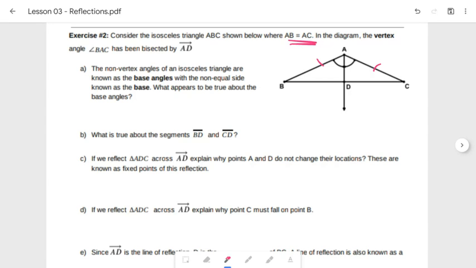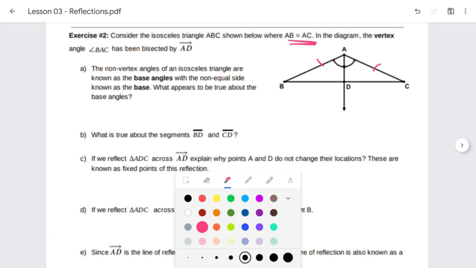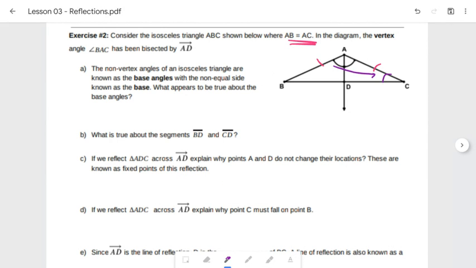Now, the non-vertex angles, there's always 2 of them in this case. Those are known as the base angles. They're located across from the sides that are equal. So what I mean by that is AB is across from C. There's one of my base angles. AC is across from B. There's my opposite base angle. And what we should know is that an isosceles triangle not only has 2 congruent sides, but it has 2 congruent base angles. So angle B is congruent to angle C. Okay, that's true for every isosceles triangle, not just ones that have a bisector running through their vertex angle.